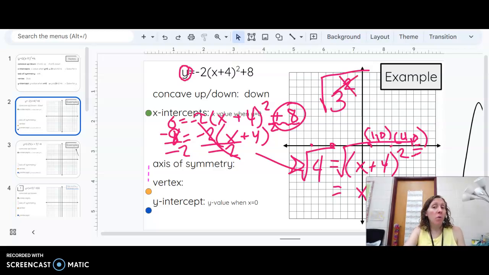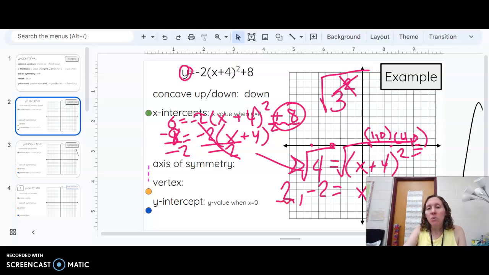All right, in the square root of 4, we actually have 2 different answers. It could be a positive 2, or it could be a negative 2, because negative 2 times negative 2 is 4. So we're going to have to use both of these. Since we have 2 options, there's going to be 2 x-intercepts.